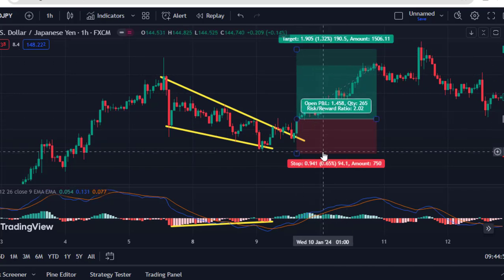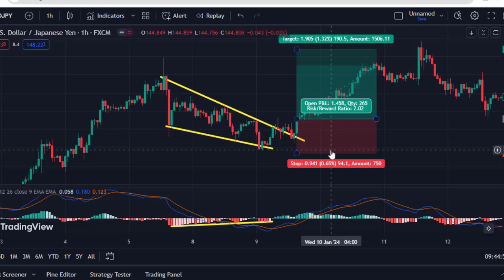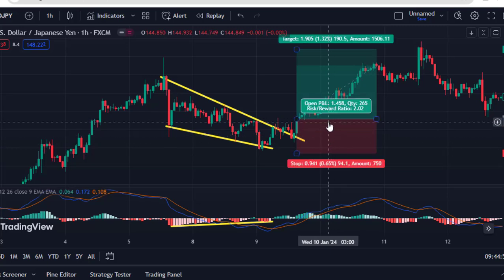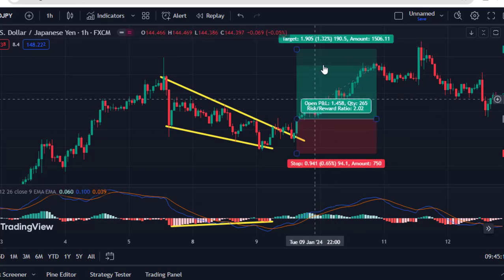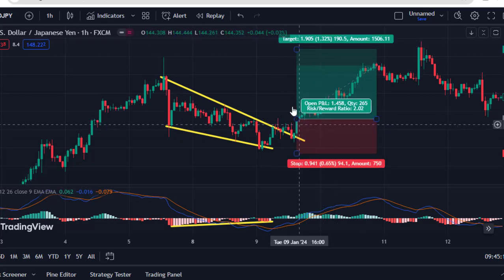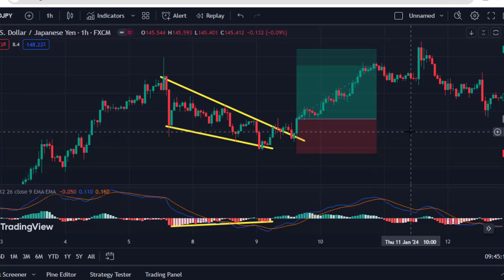If you notice, from our entry to our stop loss we have 94 pips, and from our entry to our target we have 190 pips. So this is exactly a 1 to 2 risk reward ratio. So this is the first trade you should be taking on this very pair with this strategy.